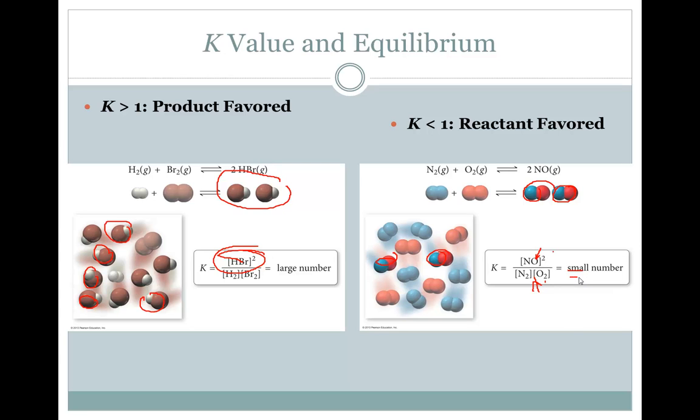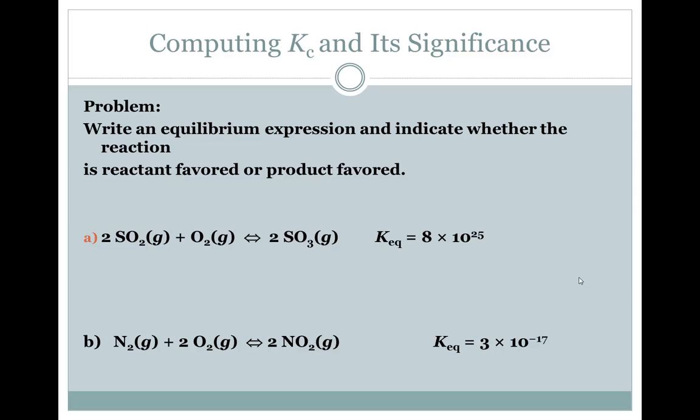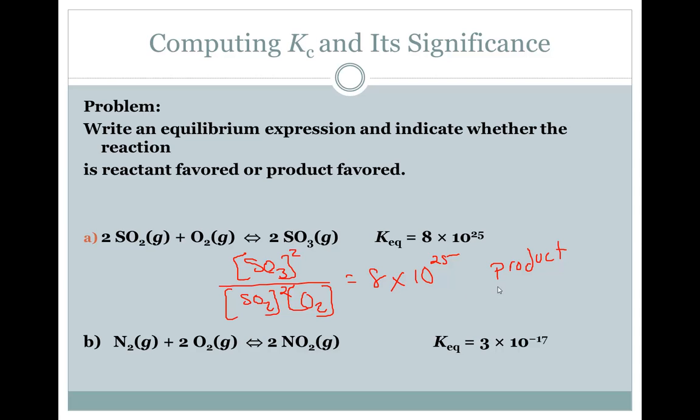So let's write an equilibrium expression and indicate whether the reaction is reactant favored or product favored. So it's always the right side over the left. And that is equal to 8 times 10 to the 25th. That's a really big number. So therefore, it's going to be product favored. Meaning it's going to prefer the forward reaction.